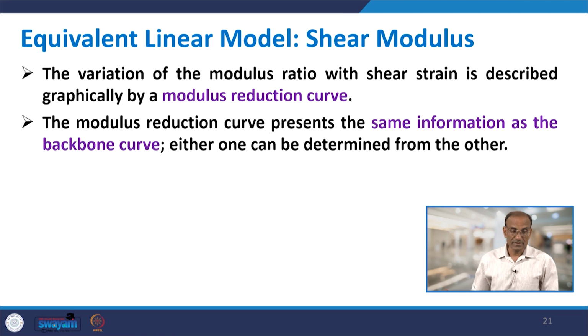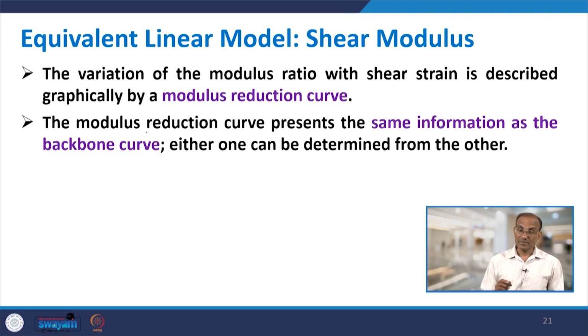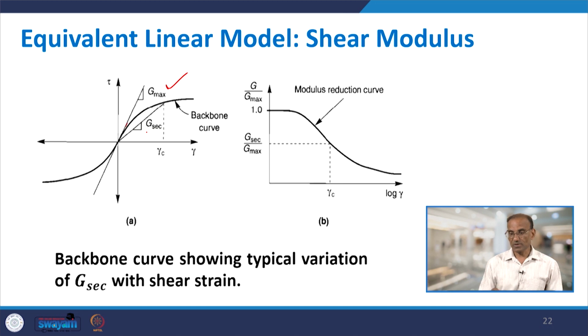So, here you have G max and G sec, and the variation of this modulus ratio with shear strain is described graphically, and is called the modulus reduction curve. This is the backbone curve and this is the modulus reduction curve. What is the difference between these two curves on the left and right hand side? On the left hand side you have the stress strain relationship, while on the right hand side you have G by G max and strain in terms of logarithmic scale. So, the x axis is the same, it was strain, here is strain, only it is on the log scale.